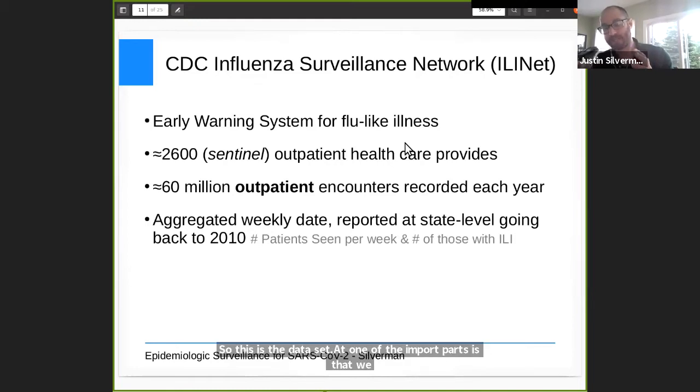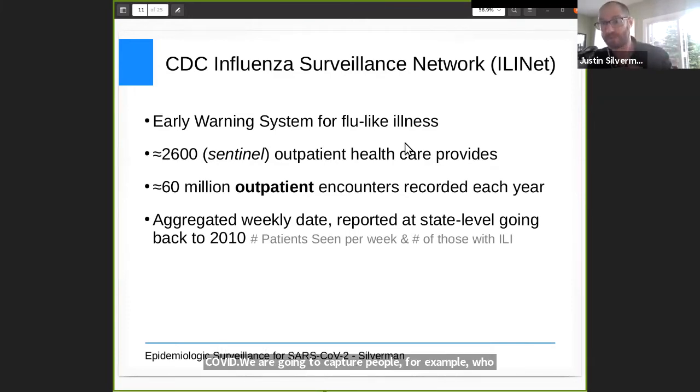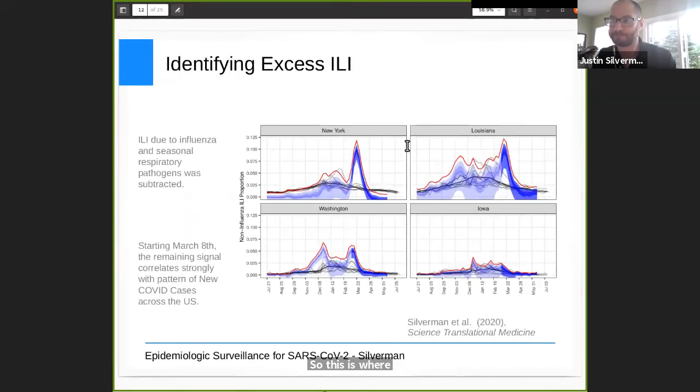Now, as I already said, this is non-specific. We're going to capture people in this data that don't just have COVID. We're going to capture people, for example, who just have a common cold, right? That can look like influenza, right? They get a fever, they get cough and or runny nose. Well, so this is where some of the statistical modeling came in. And I'll just briefly give an idea of what the problem we were trying to solve is. And this is how we set it up.